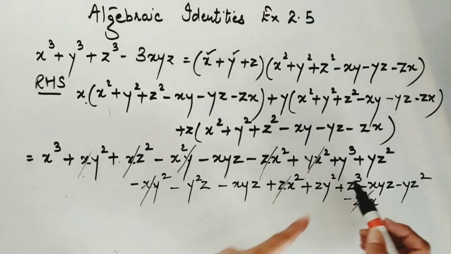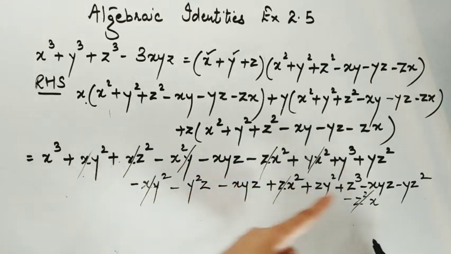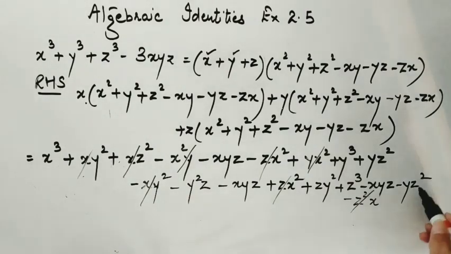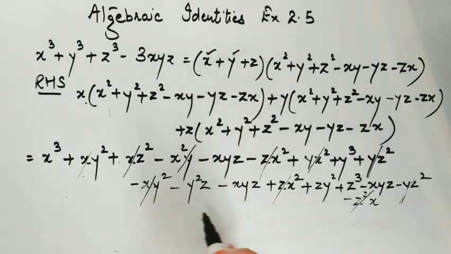Zx square negative, zx square positive, this finishes off. Y cube cannot be cancelled. Yz square positive and yz square, look for yz square. We have yz square negative, so this also finishes off. Y square z negative, y square z positive finishes off. Let's see what are we left with.